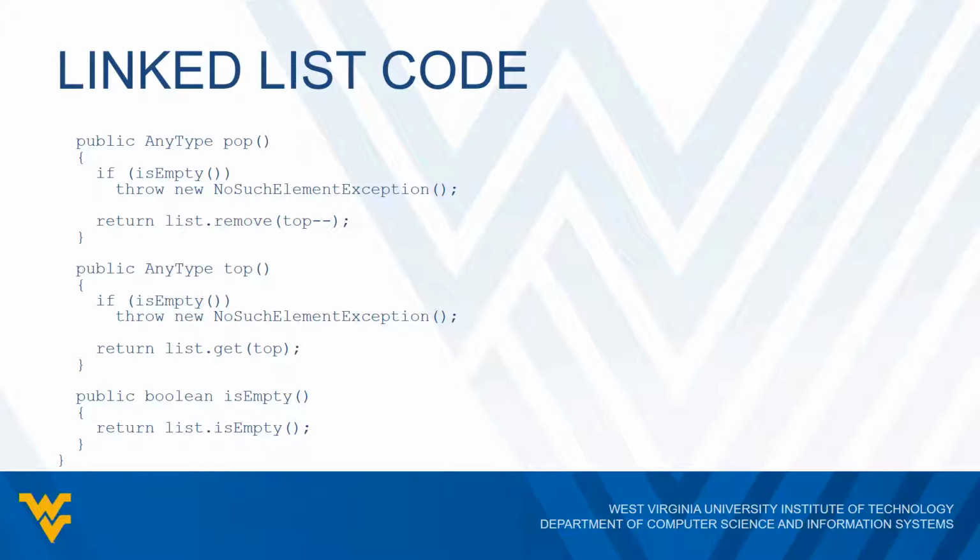And then for our top method, well, we first have to check to make sure there's something there. If there isn't, then we're going to throw the no such element exception. And then if there is something there, then we're going to use the get method from our linked list class to get the value of the current top item in our stack. And then of course we have our implementation of the isEmpty method, which is just going to call the isEmpty method from the list.